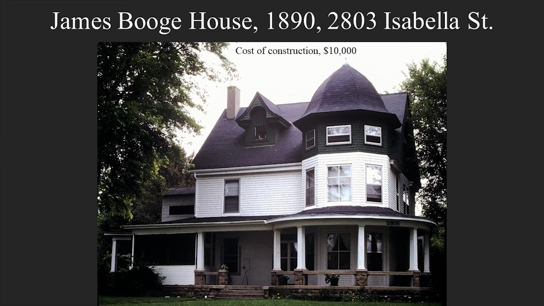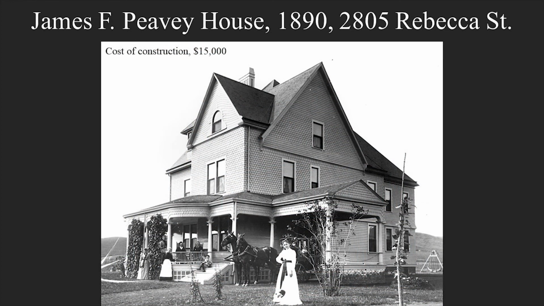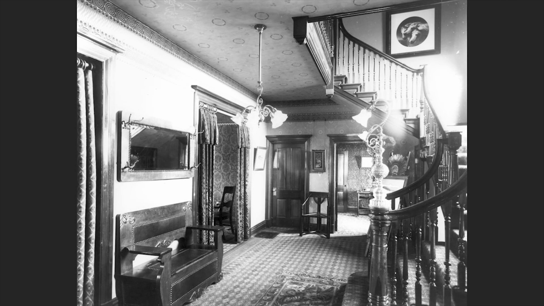James Bogue, who was a meatpacking magnate, built this house in 1890 at 2803 Isabella Street at the cost of $10,000. This house is still standing. James F. Peavy built this house in 1890 at 2805 Rebecca Street for $15,000. This house is still standing, but this is another instance where we get some great Charles N. Taylor photos of the interior.